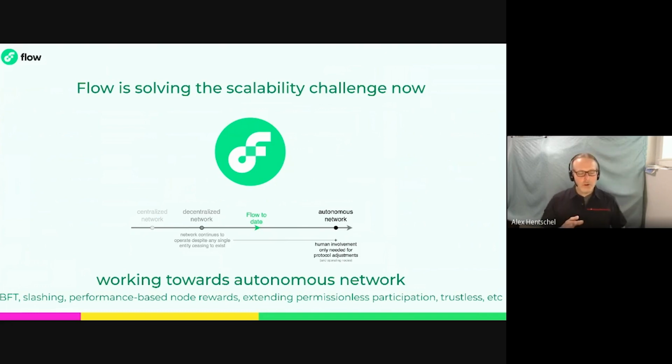And if you're thinking in that realm of what the network would have to respond to autonomously? Well, for instance, malicious actors, right? So that's the domain of Byzantine fault tolerance. You have to do slashing, so punish malicious actors for malicious behavior. You need automatic performance-dependent rewards, extending permissionless participation, trustless data retrieval. Those are all topics we're consistently working towards.